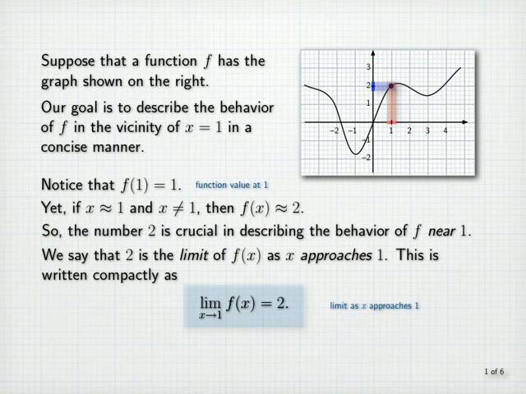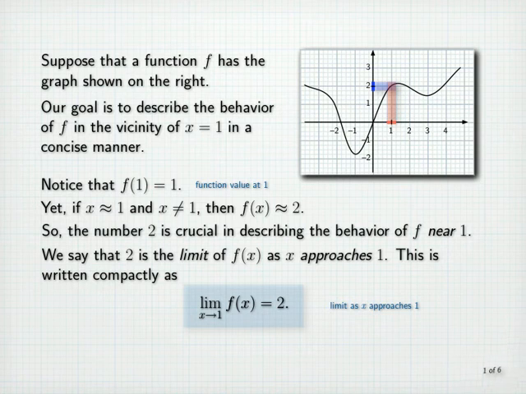In fact, at any point where the graph of f is continuous, the y-coordinate, that is, the value of f, will equal the limit of f as x approaches the x-coordinate of that point. So value and limit coincide wherever the graph of f is continuous. This idea is the basis of the mathematical definition of continuity that you will see later.